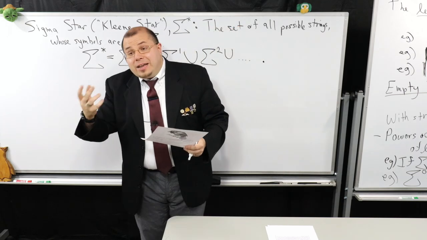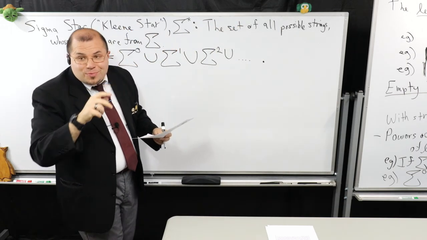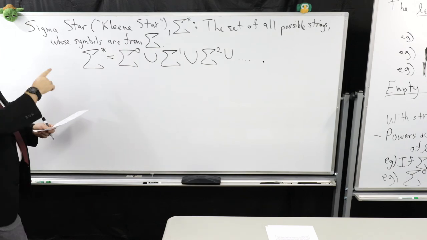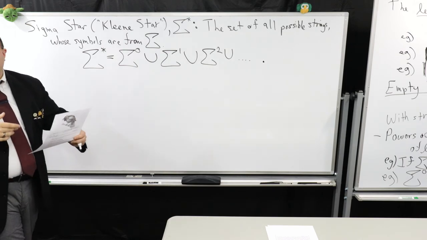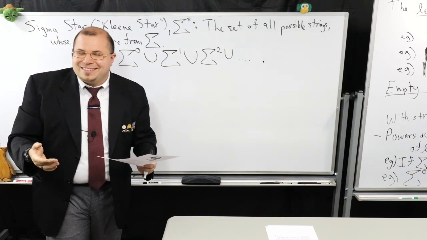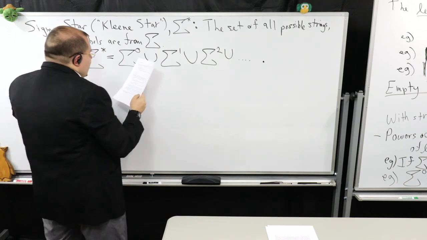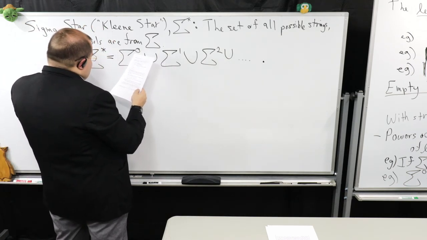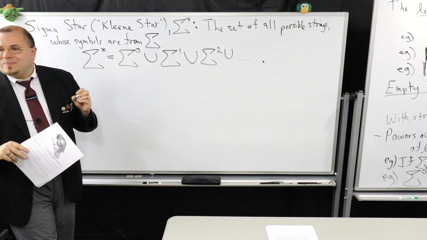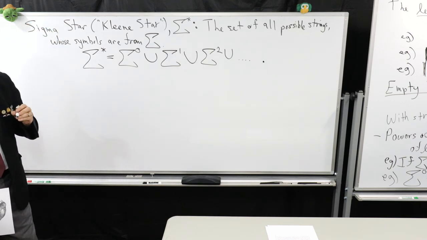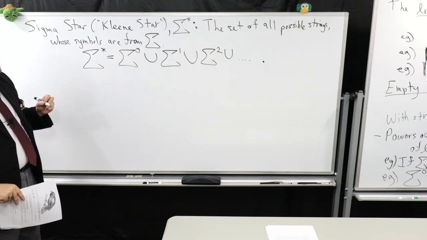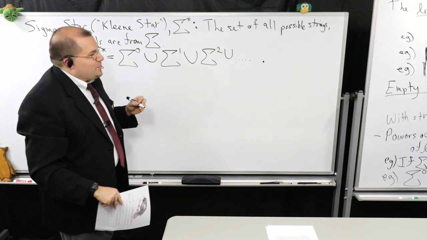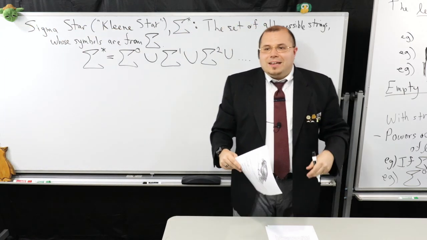So you can think of any possible combinations of the symbols, like you said, but it's an indefinite process, so you're gonna have an infinite set of strings. Is that correct? Correct. Yes, exactly.